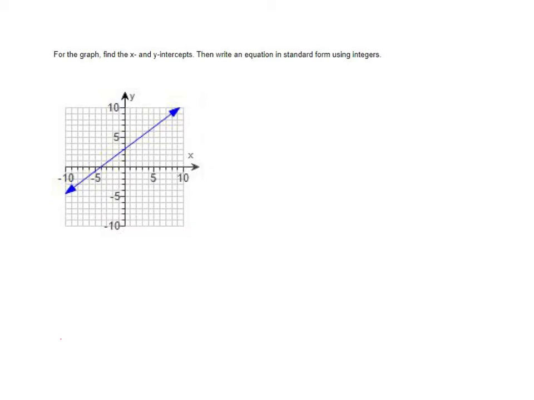So if we look at the point right here, that is going to be our x-intercept, and our x-intercept is at the point -4, 0. And then if we look right here, this is going to be our y-intercept, and our y-intercept is at the point 0, 3. And so now the first part of this word problem asks us to find the x and the y-intercepts. We've done that part.